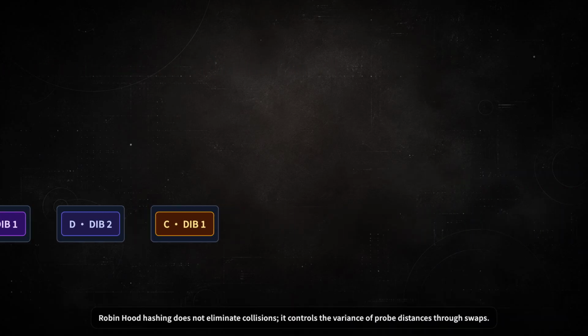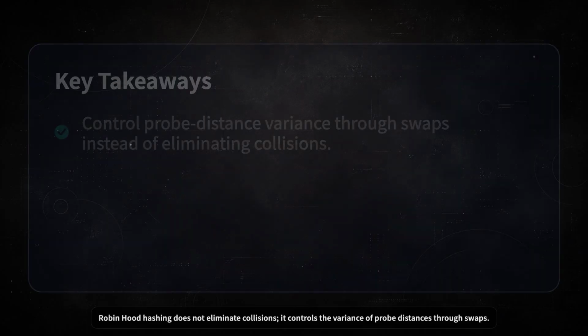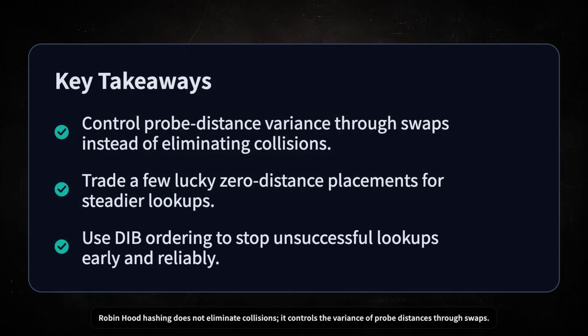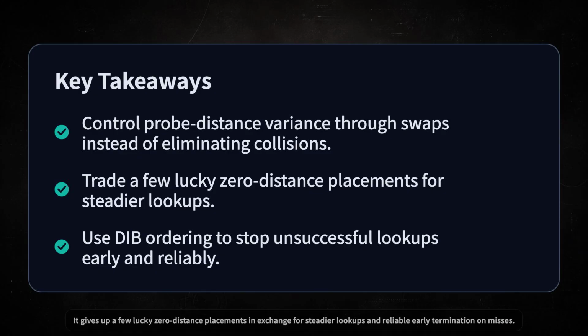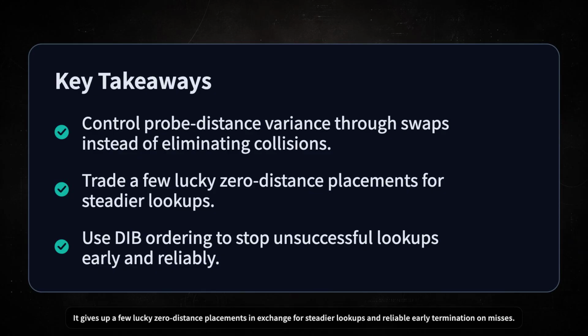Robin Hood hashing does not eliminate collisions. It controls the variance of probe distances through swaps. It gives up a few lucky zero-distance placements in exchange for steadier lookups and reliable early termination on misses.